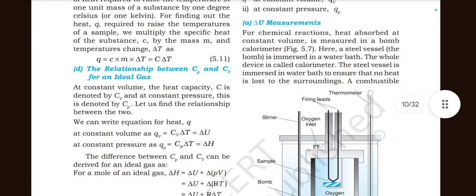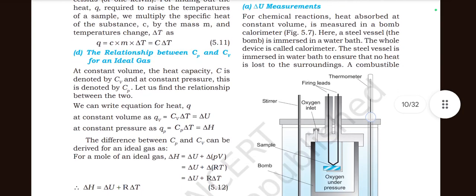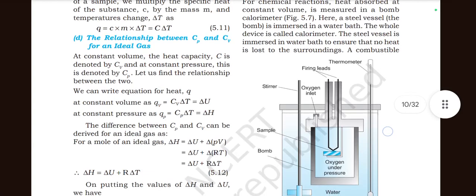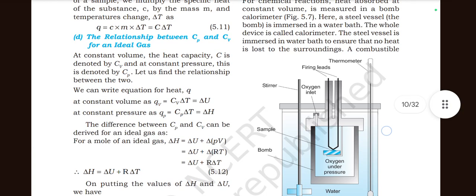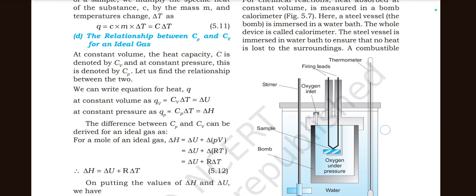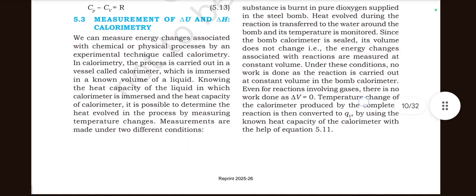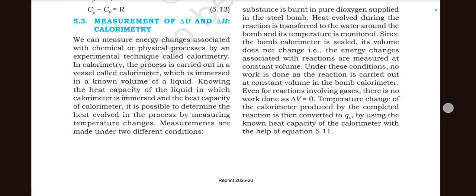Delta U measurement for a chemical reaction. Heat absorbed at constant volume is measured in a bomb calorimeter. Here, a steel vessel is immersed in a water bath, and the whole device is called a calorimeter. The steel vessel is immersed in the water bath to ensure that no heat is lost to the surroundings. A combustible substance is burnt in pure dioxygen supplied in the steel bomb. Heat involved during the reaction is transferred to the water around the bomb and its temperature is monitored. Since the bomb calorimeter is sealed, its volume does not change. The energy changes associated with reactions are measured at constant volume.